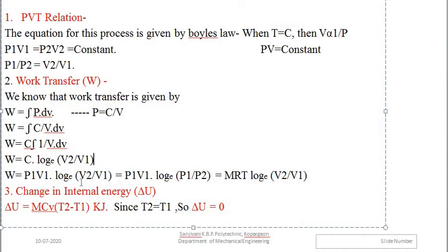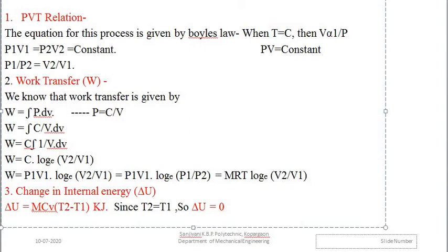Now we can simplify this equation. We can replace this volume ratio by the pressure ratio. So we can write in terms of pressure ratio, W is equal to P1 V1 into log to the base e of P1 upon P2. Now we can again replace this P1 V1 by the general gas equation, that is equal to mRT1 log to the base e of V2 upon V1, or mRT log to the base e of P1 upon P2. So we can use these equations according to the need of the problem to find out the work transfer during the process.